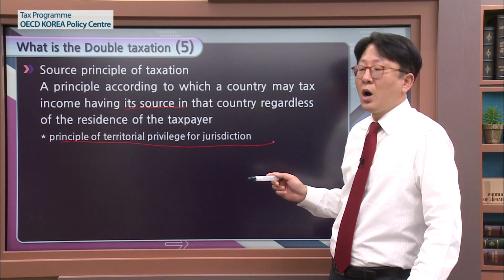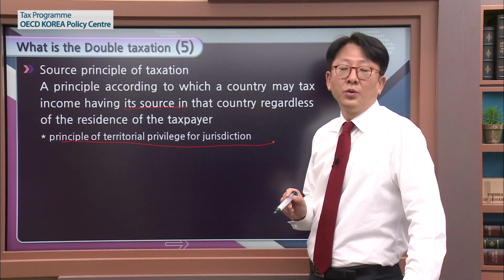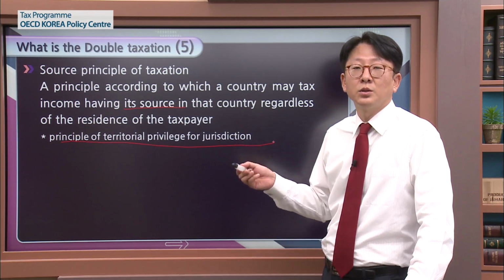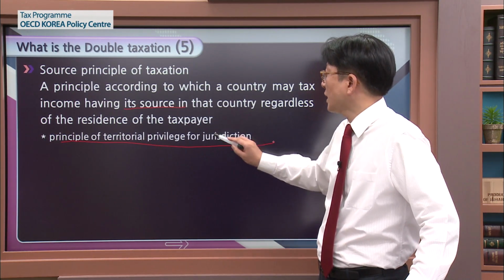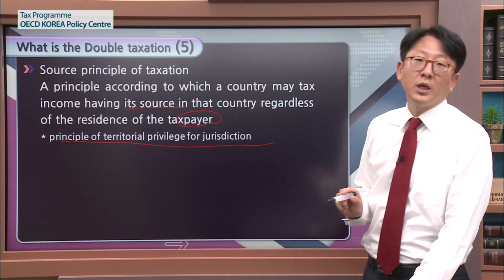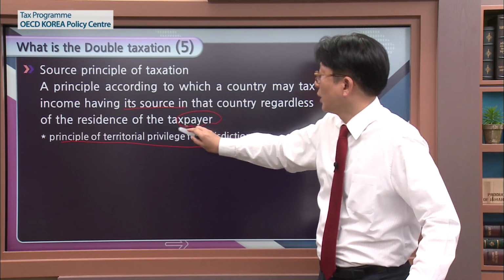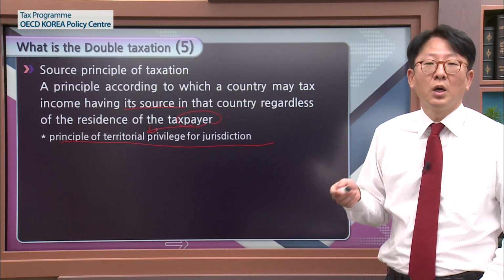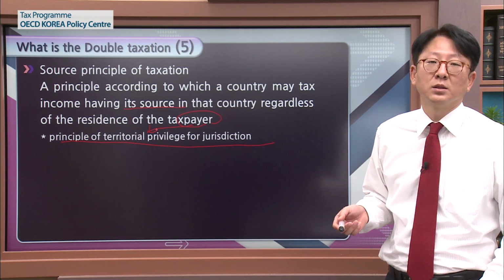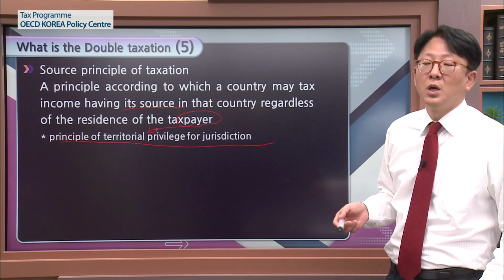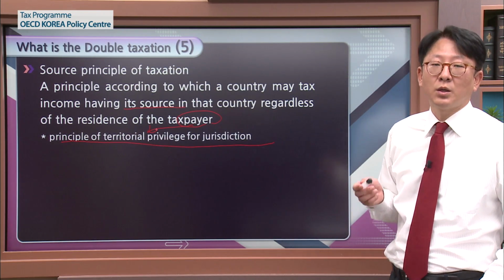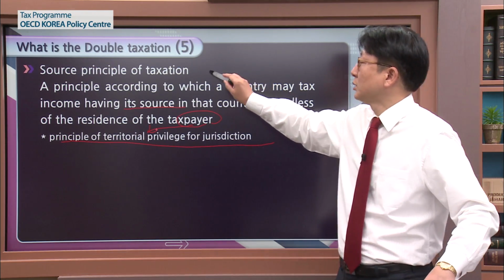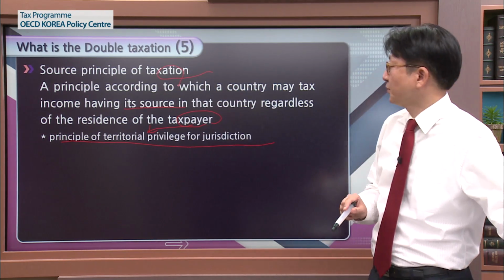The reason behind the taxation under the source principle of taxation is that because the certain taxpayer earned income in the territory of country S, you have to pay some tax on that income accrued in the territory of S country. This is the source principle of taxation.